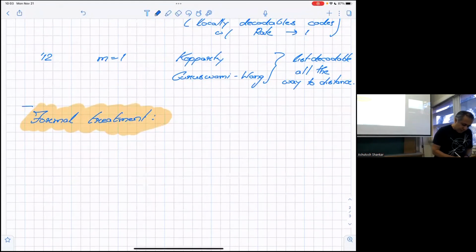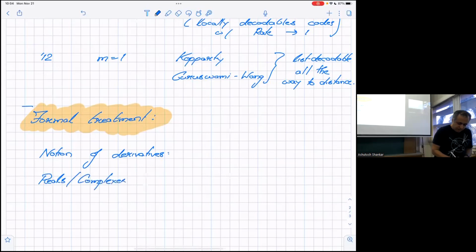What I want is the notion of derivatives, which is what we want to define. So let's look at the reals and complexes. But we are only going to be talking of derivatives of polynomials. In the reals and complexes, we can talk of derivatives in the limit world and all, but we are not going to do that. All our functions will be polynomials. The derivatives are very vanilla objects here.